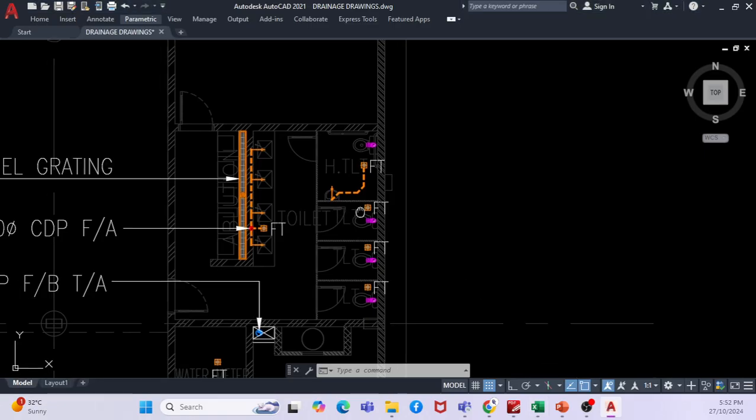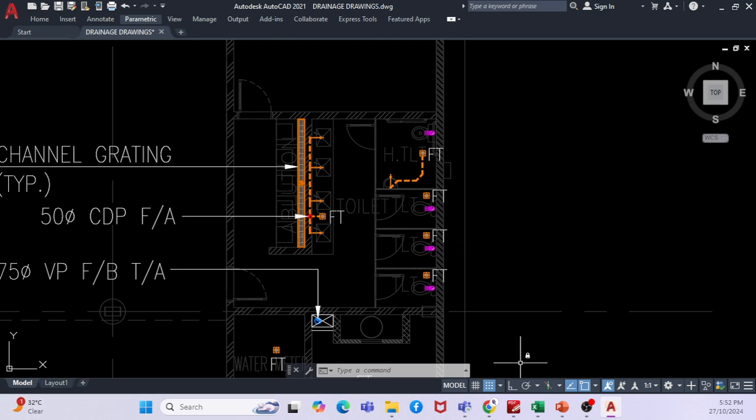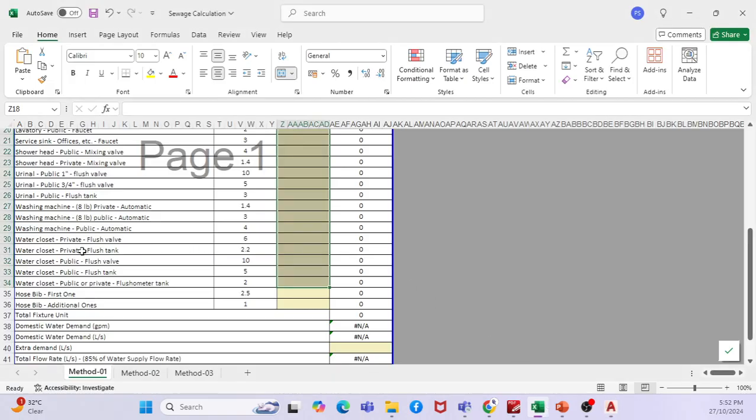For example, I have 1, 2, 3, 4 urinals or 4 WC. Go to the Excel sheet and enter 4 WC here. This is the flush tank, right? So you will enter 4 WC, and you will get a total of 20 DFU, right? This is your DFU calculation. Okay. Now what is the next step?